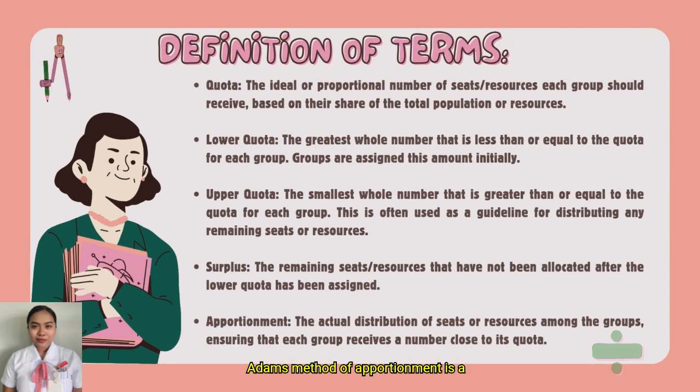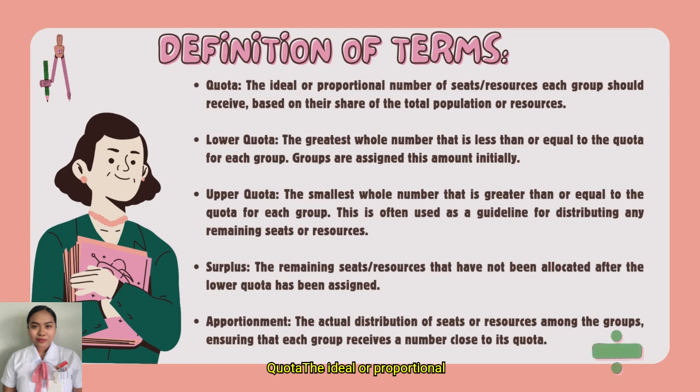Adams' method of apportionment is a mathematical method used to allocate seats or resources, such as votes, representatives, or funding, to different groups or regions based on population and other criteria. The process ensures that the allocation is as fair as possible while adhering to certain constraints. Now here are the definitions of terms.